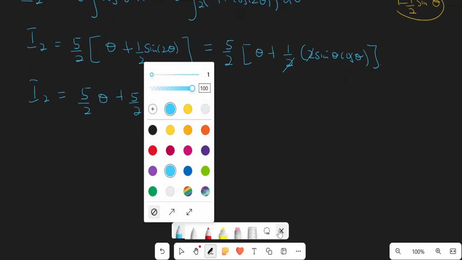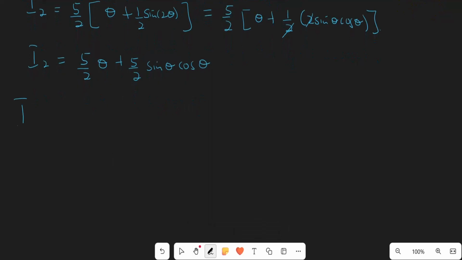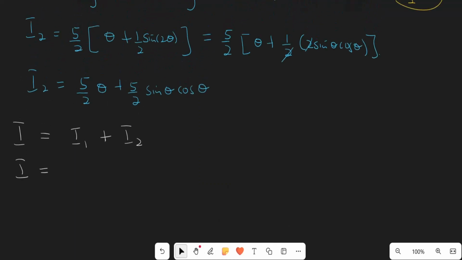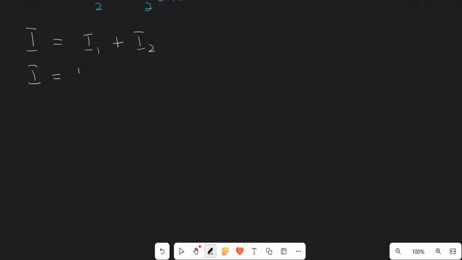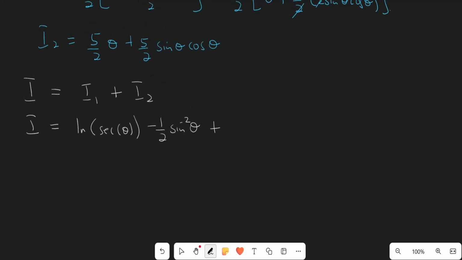Now that we have the values of the first and the second, we can just put them together. Sorry for this. This is supposed to be a white pen, right? So the original integral I is going to be I1 plus I2. The value of I1 is the natural log of secant of theta minus 1/2 sine squared theta, plus I2. I2 is 5 over 2 theta plus 5 over 2 sine of theta cosine of theta.